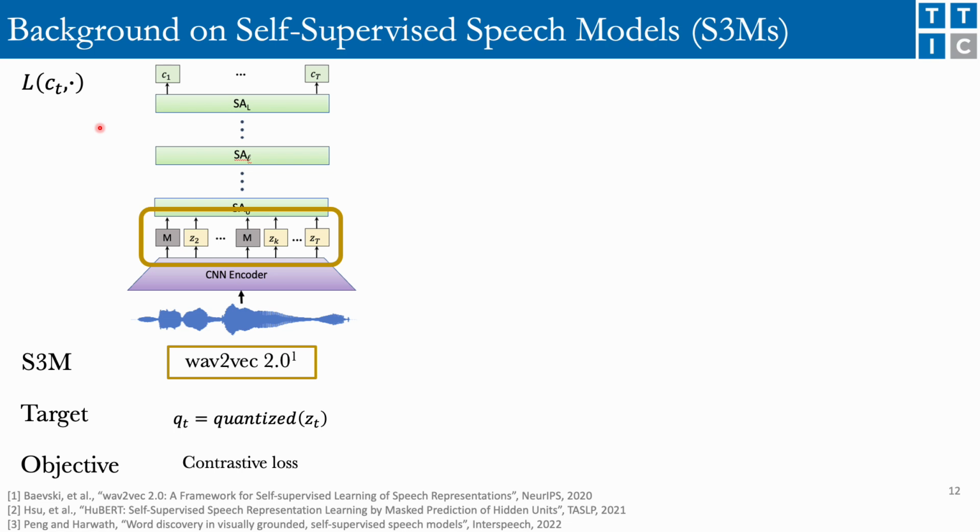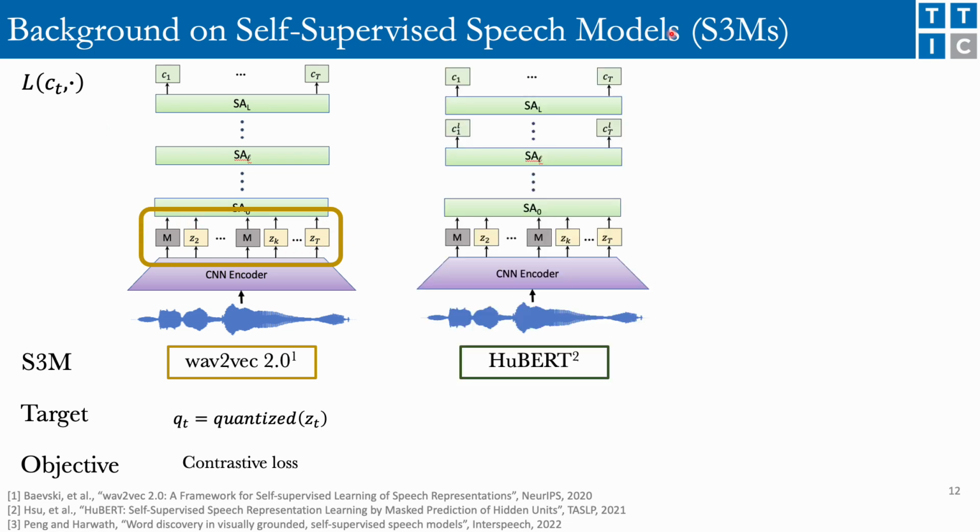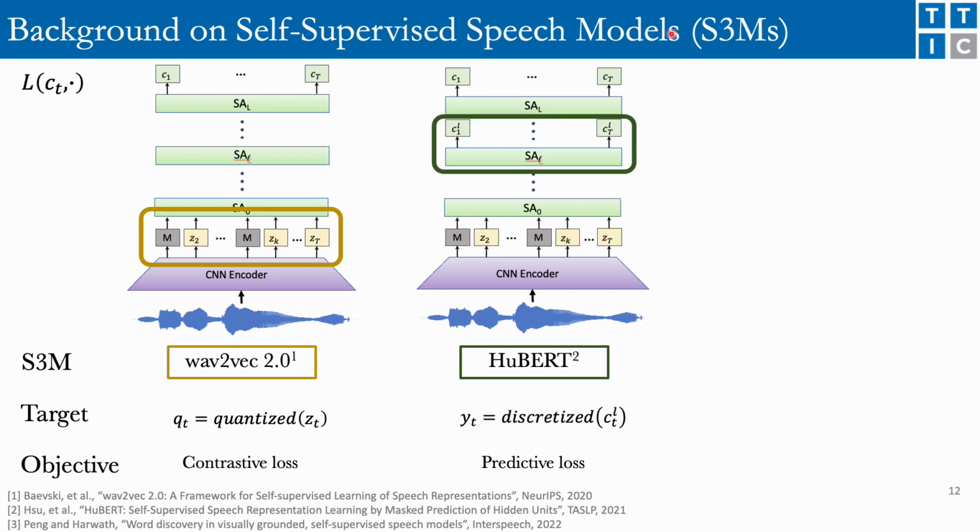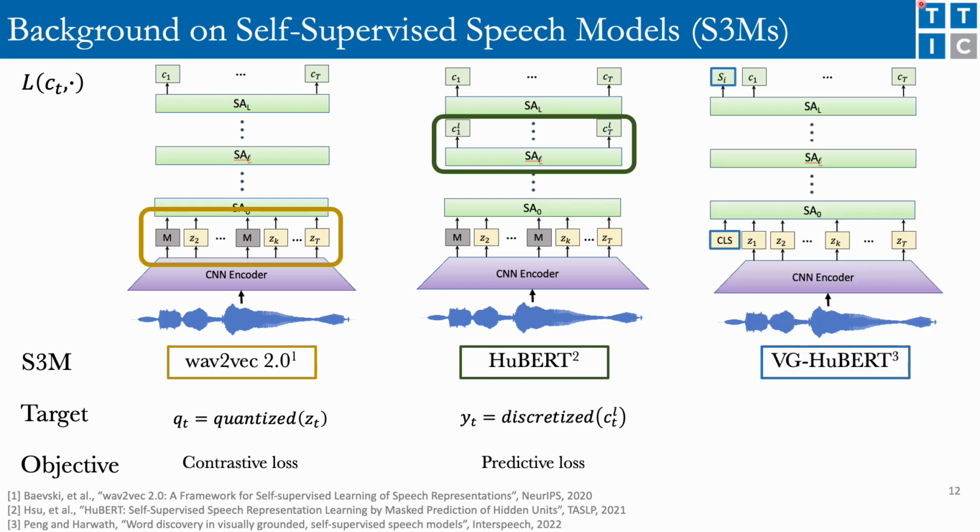Wave2Vec 2.0 is trained to recover a quantized version of these local features with a contrastive loss. Hubert has the same model architecture as Wave2Vec 2.0, but is trained iteratively with a BERT-style predictive loss. It uses a discretized version of an intermediate layer as a target. And then we have visually grounded Hubert. We use the speech branch for our analysis. VG Hubert is trained on images paired with audio captions with a margin contrastive loss, which uses representations from the image encoder as the target.